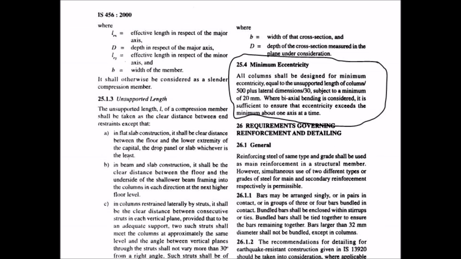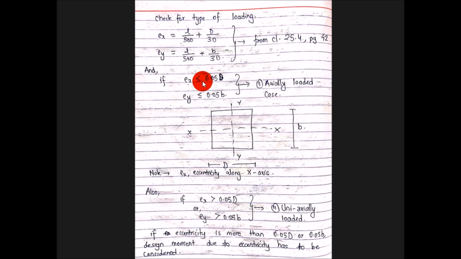That is, all columns shall be designed for minimum eccentricity equal to unsupported length of column by 500 plus lateral dimension by 30, subject to a minimum of 20 mm. When biaxial bending is considered, it is sufficient to ensure that eccentricity exceeds the minimum about one axis at a time. So basically, eccentricity less than 20 mm, or the moment due to eccentricity less than 20 mm, is neglected. Now we have to check for axial, uniaxial and biaxial cases.